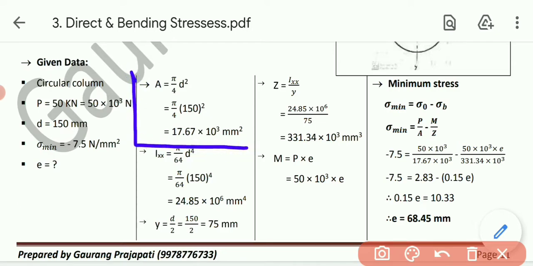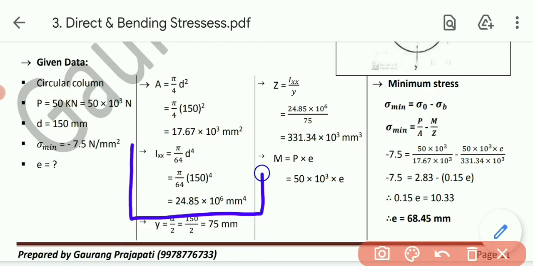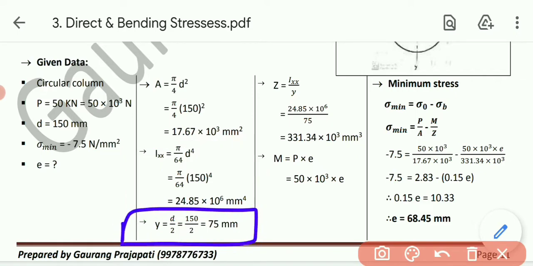First, area. For the circular column, area is pi by 4 d square, so pi by 4 into 150 square. I will get the answer 17.67 into 10 raised to 3 mm square. Next, MI. For the circular section, MI equals pi by 64 d raised to 4, so diameter 150 raised to 4, which gives 24.85 into 10 raised to 6 mm raised to 4. Then CG, that is the center d by 2, or R, which is 75 mm.